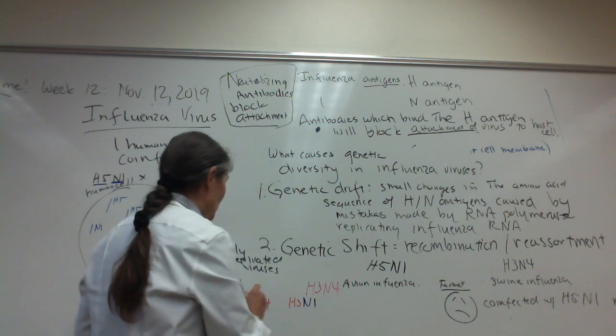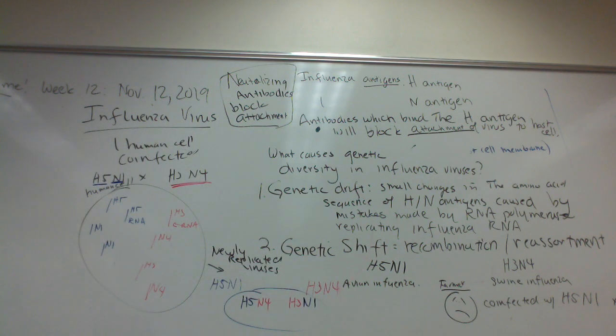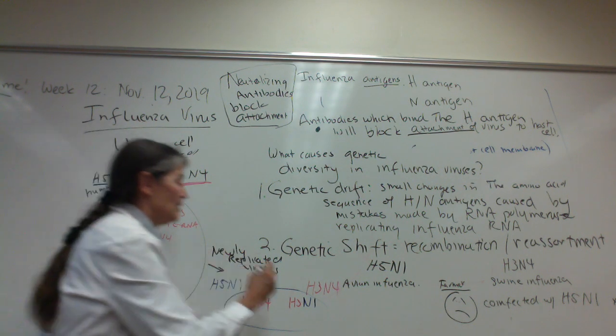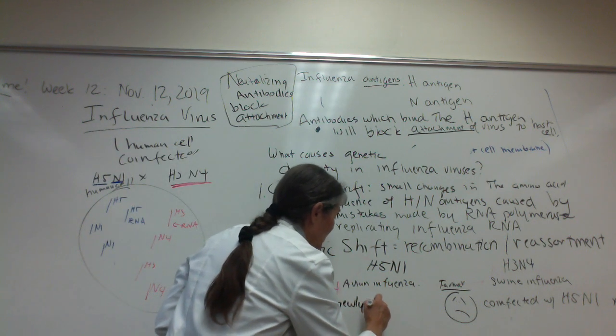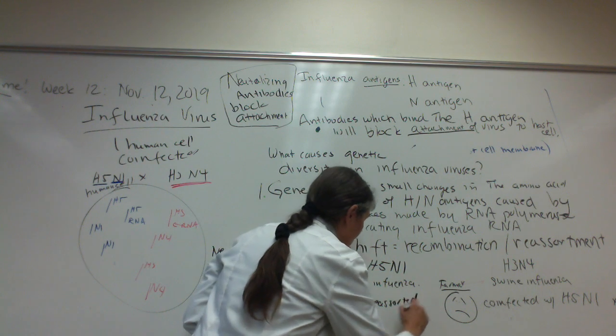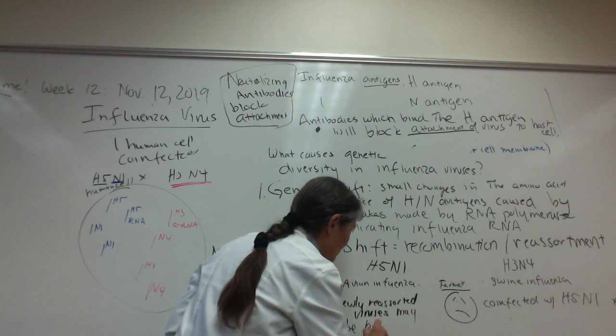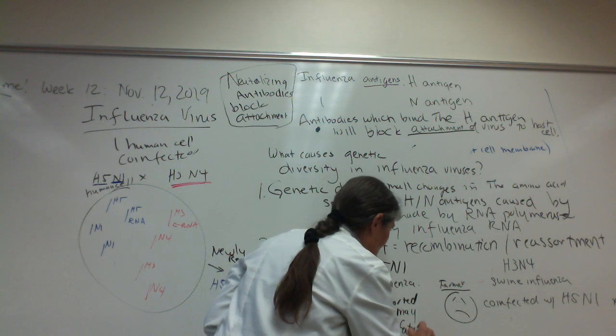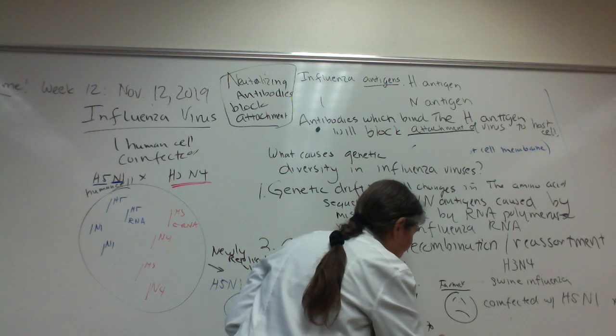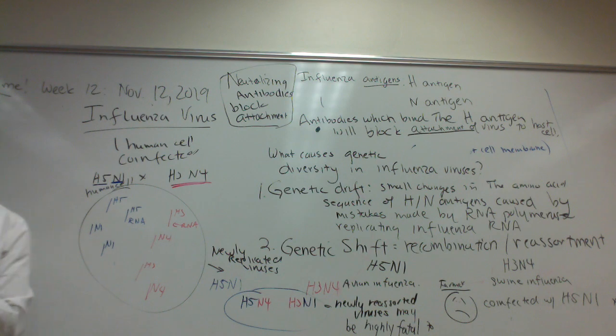So you guys, these are brand new combinations of H and N antigens. And it's possible the human immune system has never seen these combinations before. So it's these newly reassorted viruses that may be highly fatal to humans. And I think, you guys, this is, again, kind of a made-up example, but this is an example of this incredible process known as antigenic shift.